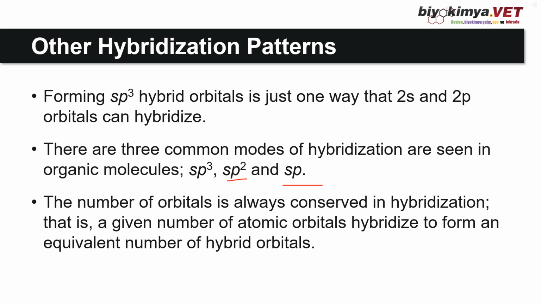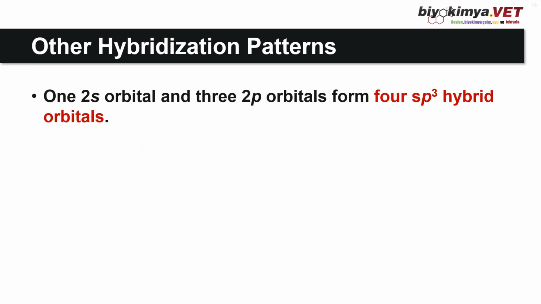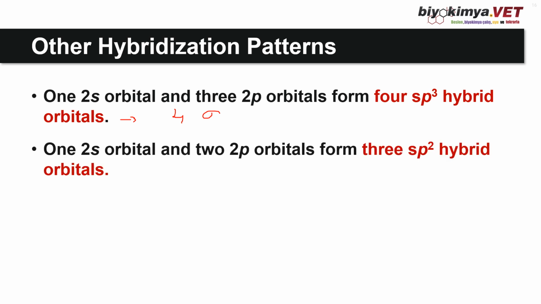And don't forget, whatever hybridization occurs in a carbon atom, there must always be 4 bonds: either 4 single bonds, or 2 single and 1 double, or 2 double, or 1 single and 1 triple bond. 1 2s orbital and 3 2p orbitals form 4 sp3 hybrid orbitals. In this hybridization pattern, as I explained in the previous slides, there are 4 single bonds, which means 4 sigma bonds.